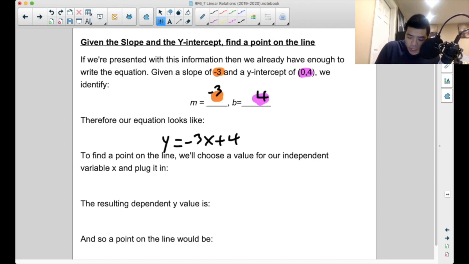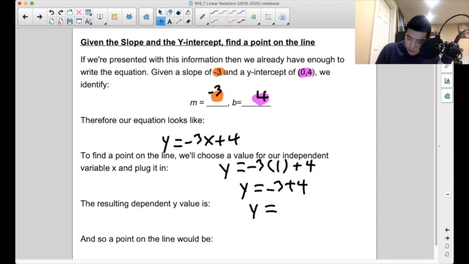Let's go y is equal to -3 times 1 plus 4. y is equal to -3 plus 4. And y is equal to positive 1. So when x is 1, y is also equal to 1. So another point on this line would end up being 1, 1.